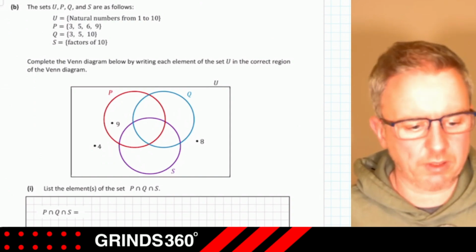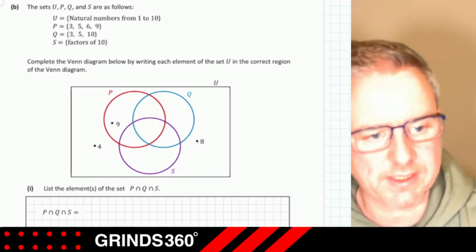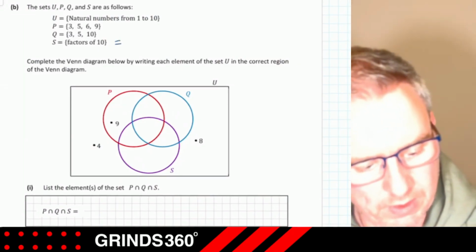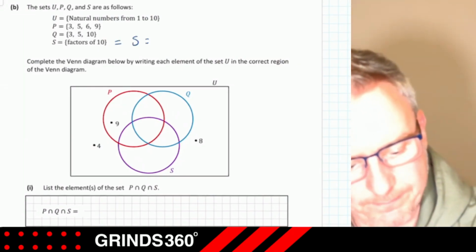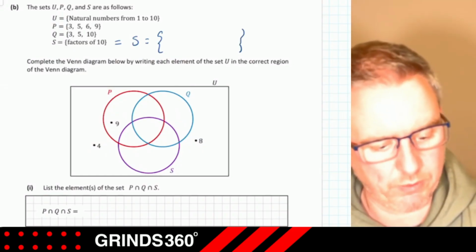So we come along and we're saying, right, what are the factors of 10? I need to get that down on the page first. So factors of 10. So your nice little curly brackets there, and we're saying, right, what's happening?